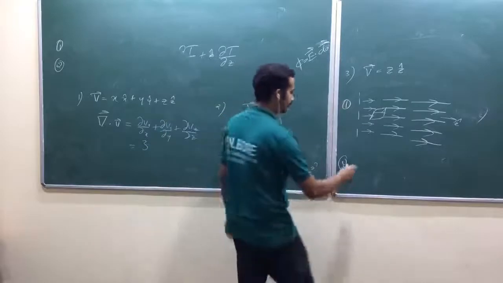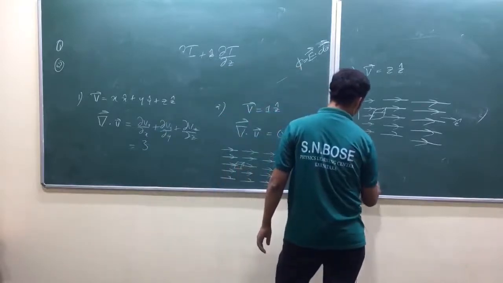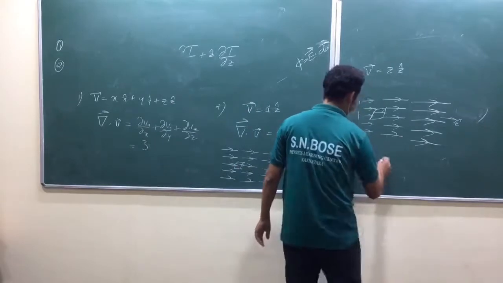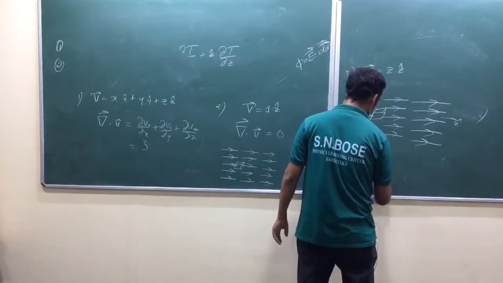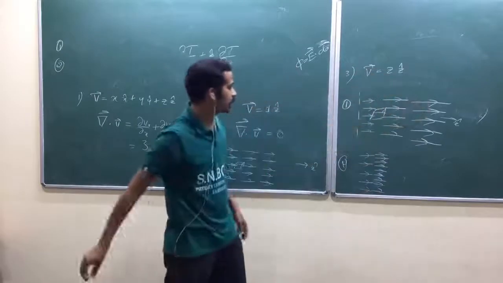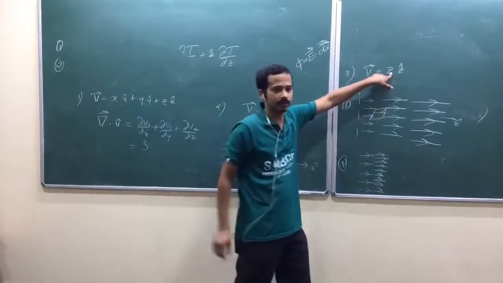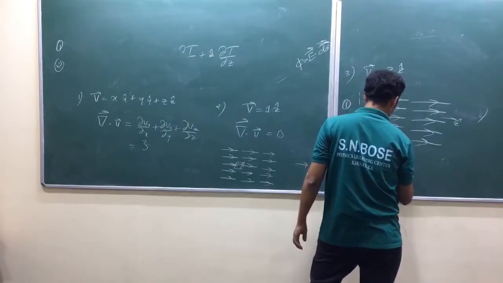What is the second one? Keep vector length the same, increase the density of the field line. Now density of the field line will represent strength of the vector, because when I move along z axis, vector strength is increasing, am I right? So now there's another way of representing this.